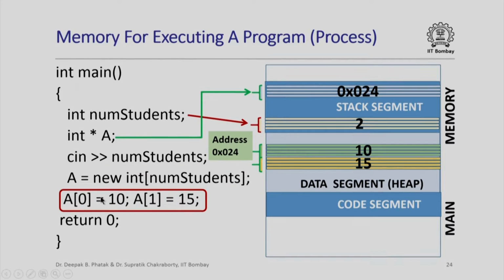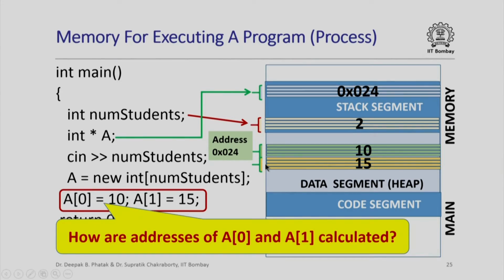Now after this, if I say store 10 in the 0th element of A and store 15 in the first element of A, I expect 10 and 15 to be stored in these 2 integers, space for which has been reserved in the data segment or the heap. But how are the addresses of A0 and A1 calculated? Here I only got the address of the starting byte of these 2 consecutive integers stored in the heap segment. So how are the addresses of A0 and A1 going to be calculated?